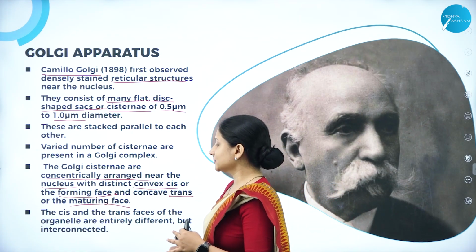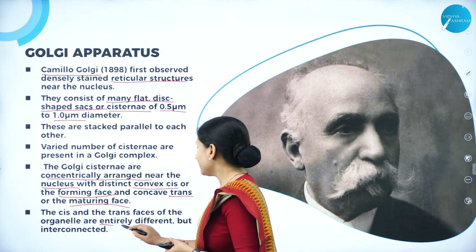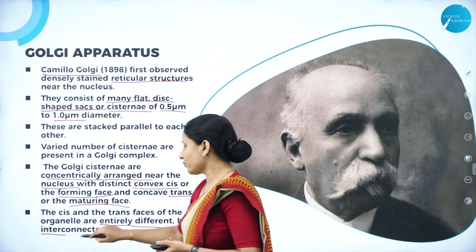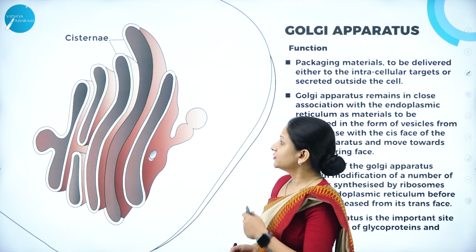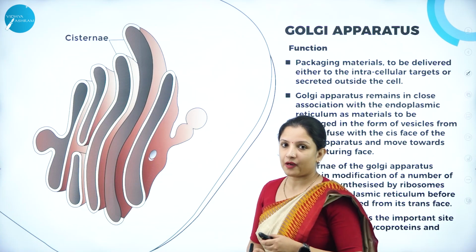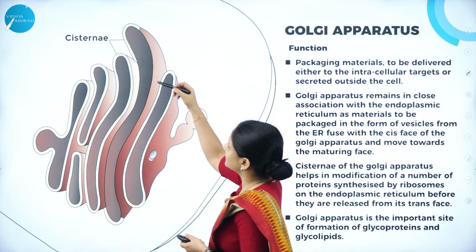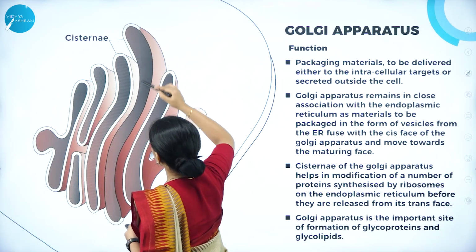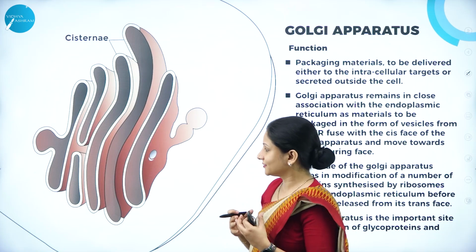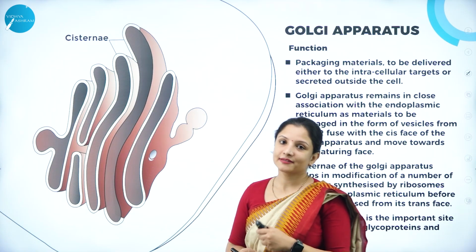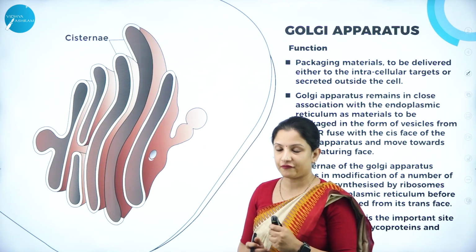So the cis and trans phases of the organelle are entirely different, but they are interconnected to one another because they have their own specific functions. So this is the diagram of the Golgi apparatus, as given in the NCERT textbook, wherein you can see the foldings which form plate-like or sac-like structures, and they are called cisternae.